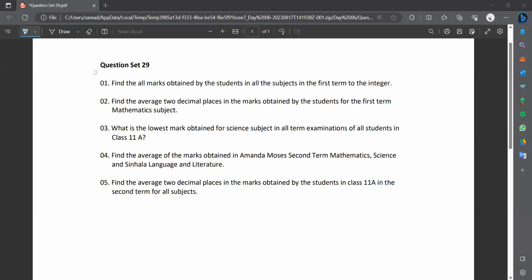Now we are going to do the 29 question set. The first one is: find all the marks obtained by the student in all subjects in the first term to integer.